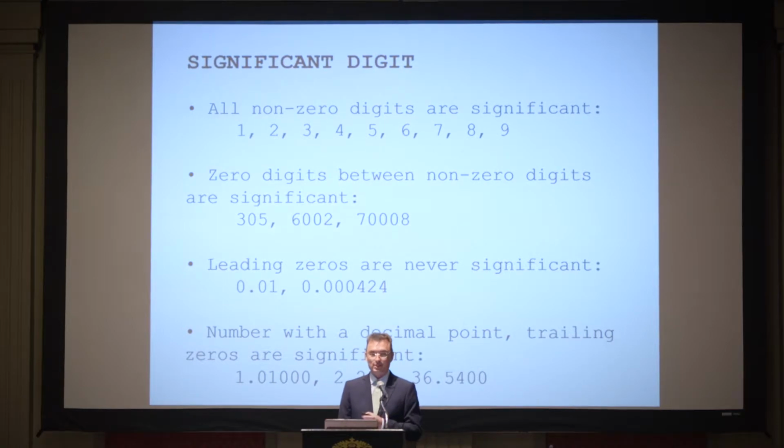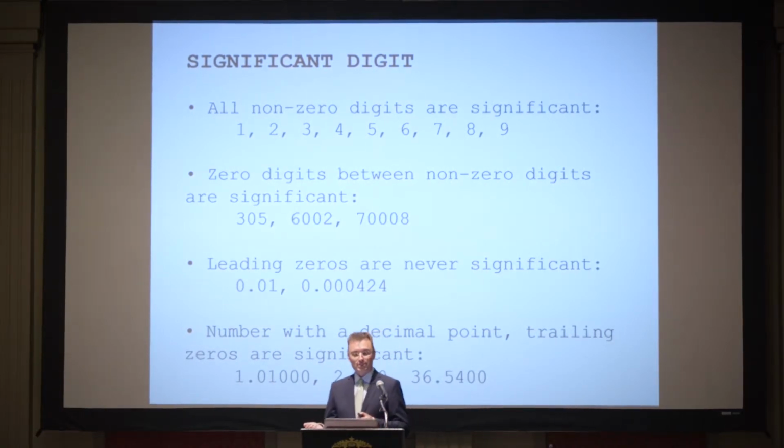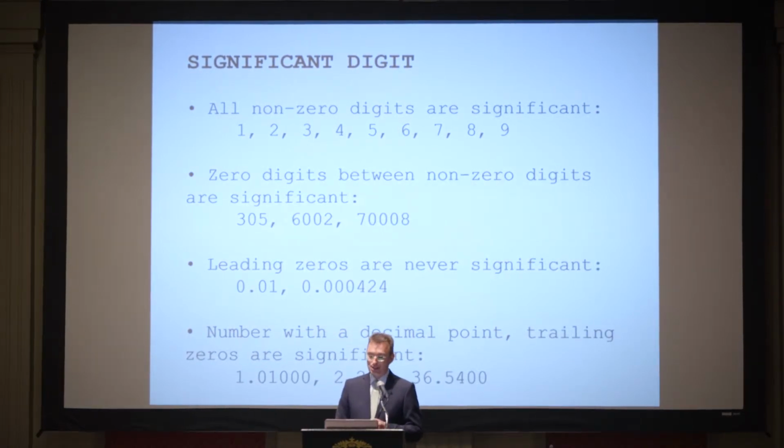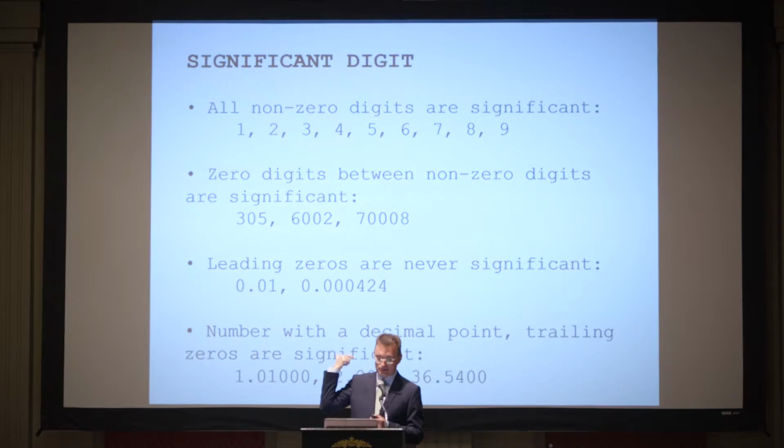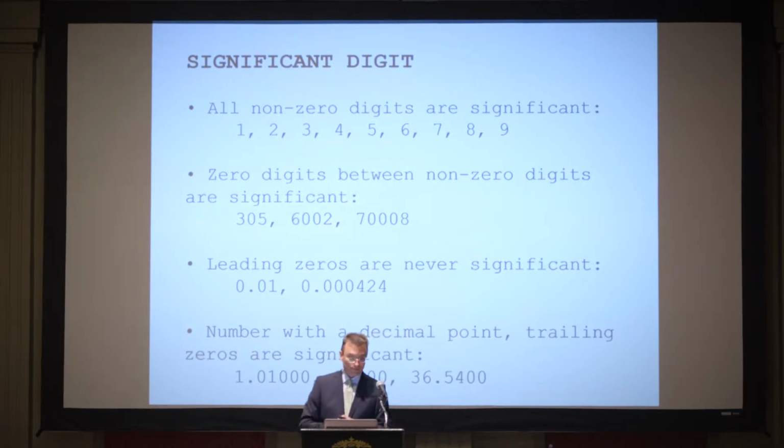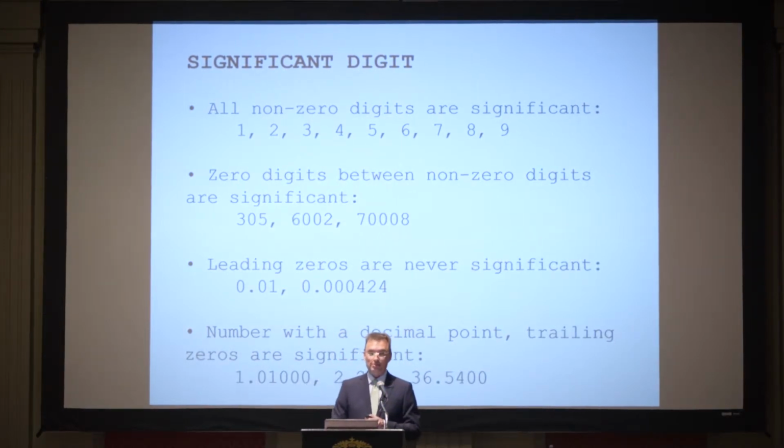So what is a significant digit? By definition, all non-zero digits are significant. Your simple counting numbers, 1 through 9. Zero digits between non-zero digits are significant, as represented by the examples seen below. Leading zeros are never significant.